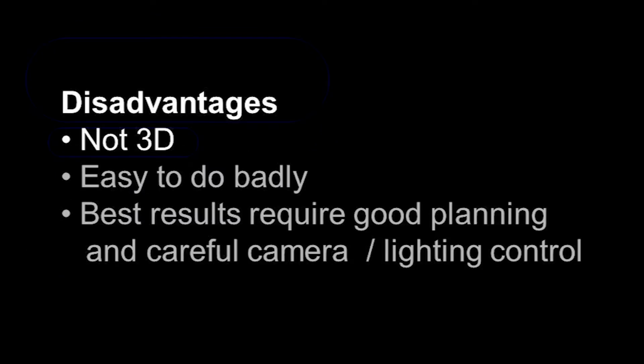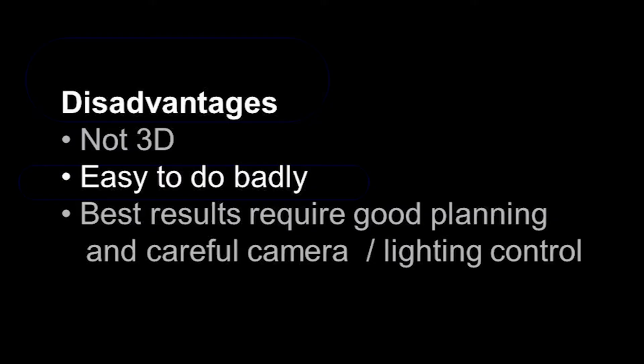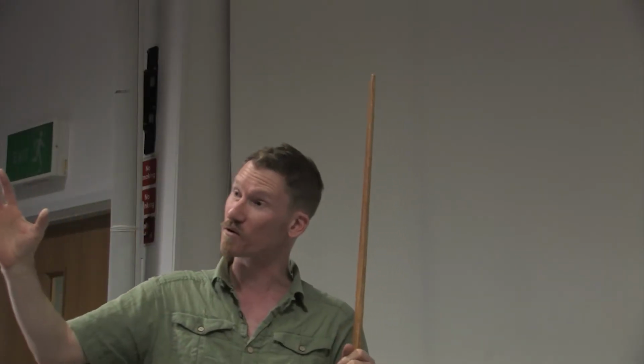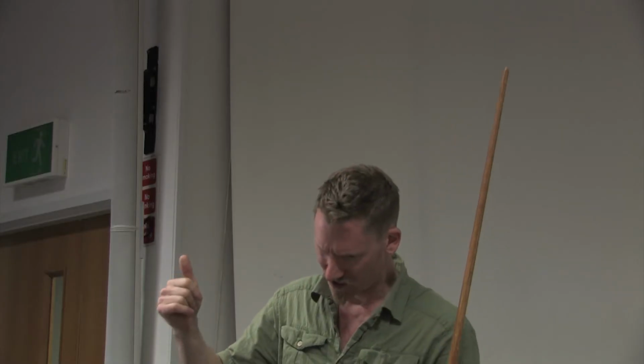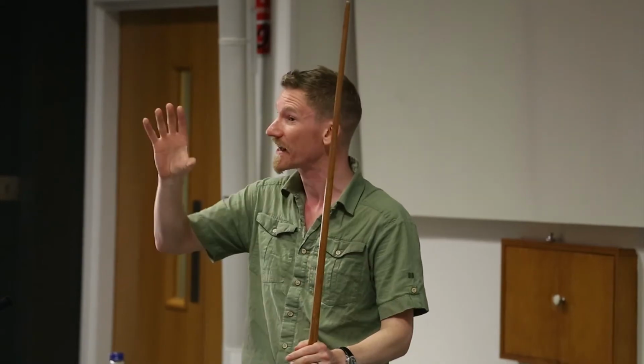Disadvantages, it's not 3D, it's only 2D. Well, I mean, whether that's advantage or disadvantage is kind of up to you. It's easy to do it badly, and one tiny movement in your camera tripod will end up with ruinous results, certainly. Best results require really good planning and careful camera lighting control. So ideally, you want the person taking the photographs to know what they're doing with the camera and know what they're doing with lighting and how to get the best out of it, and it can be tricky in some lighting conditions.